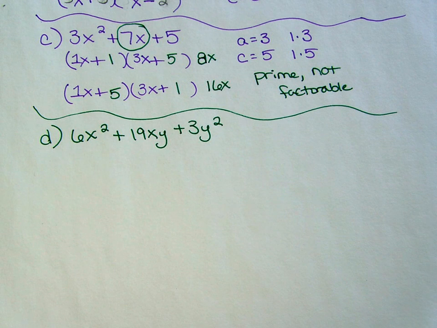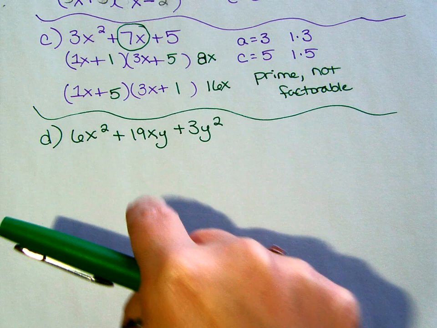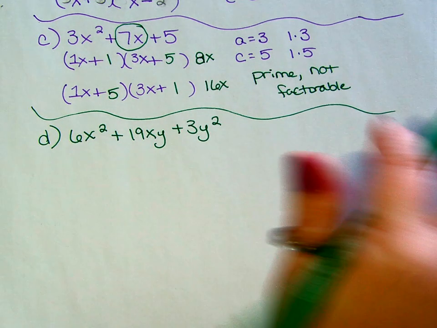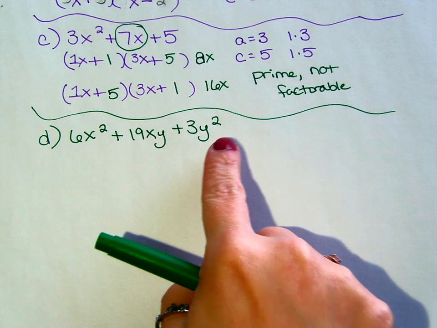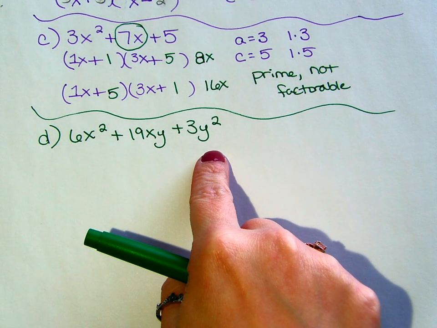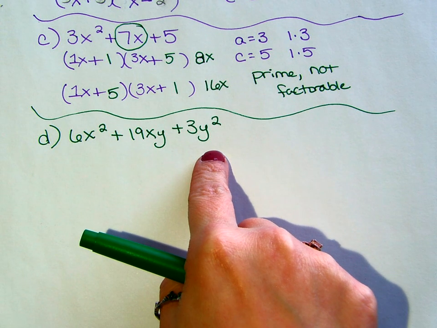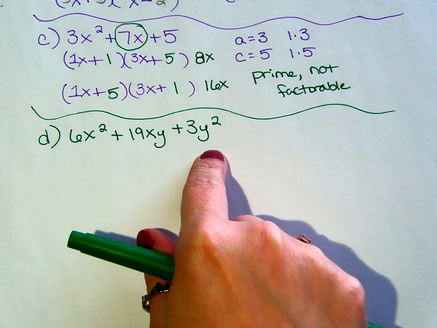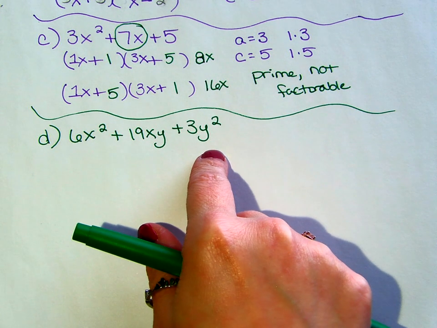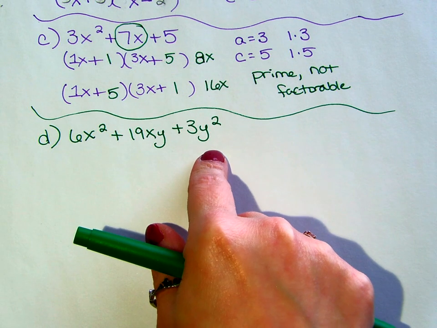19 and 3 are both prime numbers. They don't have anything in common, thus there's nothing that's going to come out of all three of my terms. So I didn't have any that did that. This one's different than the other ones we've worked today because we do have an x squared and a y squared term in here. But that's okay. It just means the second term in each of our binomials is going to contain a y, where the first term always contains an x. That's not going to be a big deal.